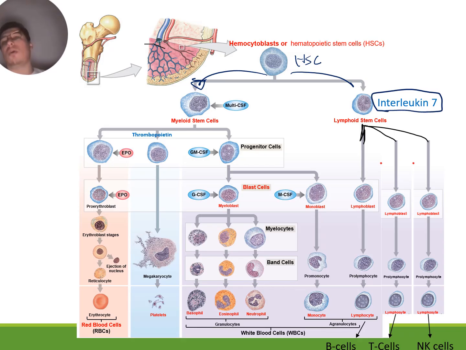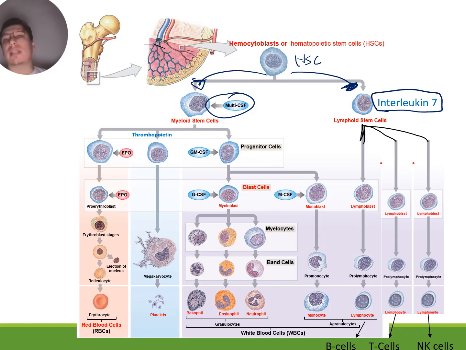If you want it to go into the lymphoid lineage, you will stimulate it with interleukin 7. If you want it to go into the myeloid lineage, you will use more so multi-CSF hormone. At this point, we're going to focus on the lymphoid lineage.